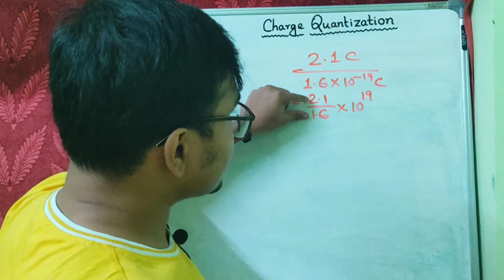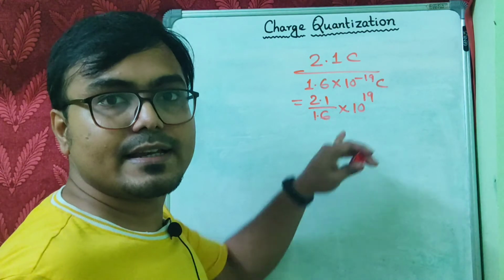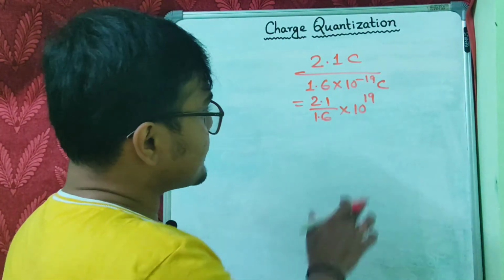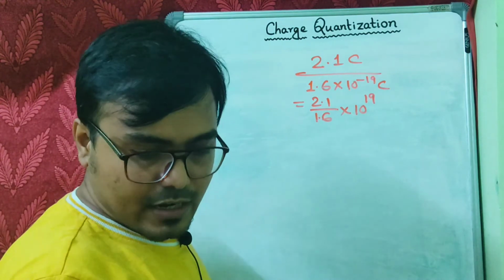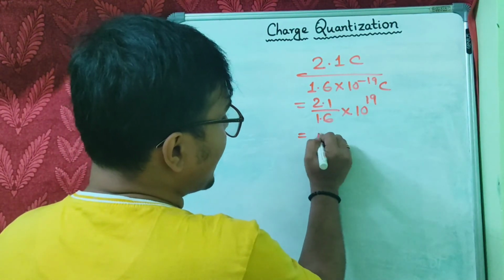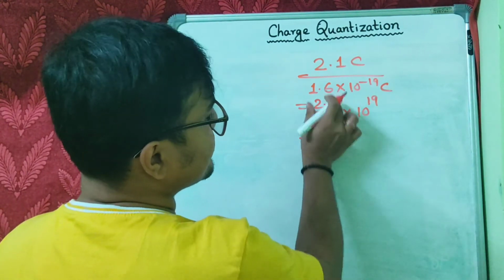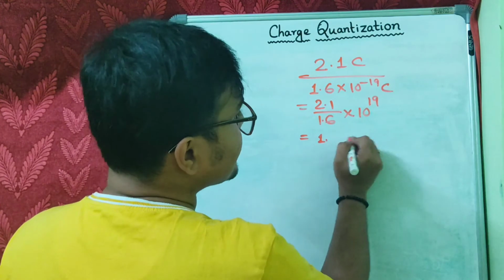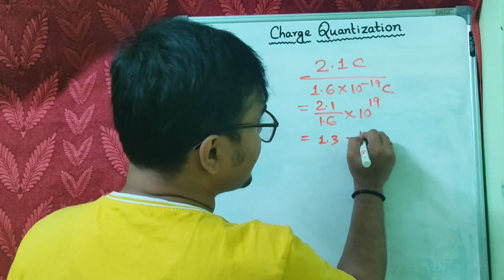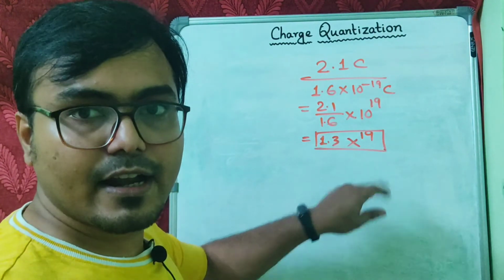So in consideration of this 2.1 by 1.6, whatever it is, we can consider it as an integer number, right? It can take something like 1 point something. I have to calculate it, but it may be 1 point something into 10 to the power 19, suppose 1.3 into 10 to the power 19. So we can consider this as an integer number, right?